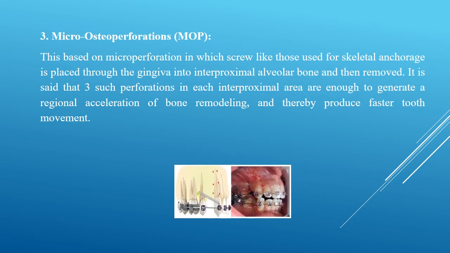Number 3 is the micro-osteoperforations. This is based on microperforation, in which a screw-like device used for skeletal anchorage is placed through the gingiva into interproximal alveolar bone and then removed. It is said that 3 such perforations in each interproximal area are enough to generate a regional acceleration of bone remodeling and thereby produce faster tooth movement.